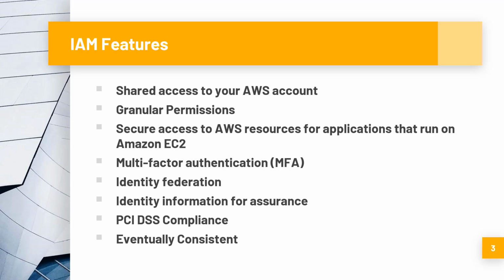IAM is eventually consistent. What eventually consistent means is that once you create, for example, users or groups or roles or policies, or you change users or roles or policies, then the change will be replicated across IAM, but it is going to take some time. So it is eventually going to roll the changes across all services or across all the resources that you have.